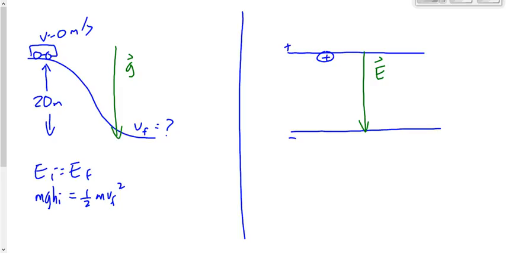We've talked all unit about the similarities between electricity and gravity, right? This is no different. We're going to analyze this in exactly the same way. We're going to say E_i equals E_f. What kind of energy does it have at the beginning here?